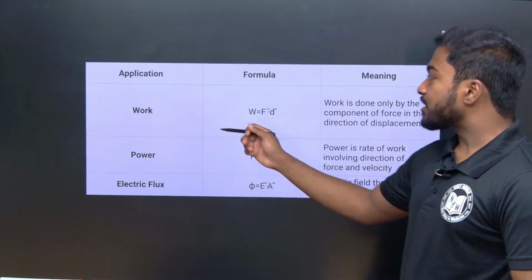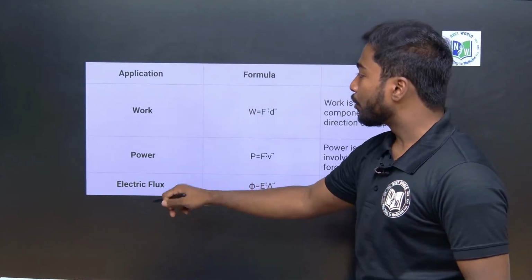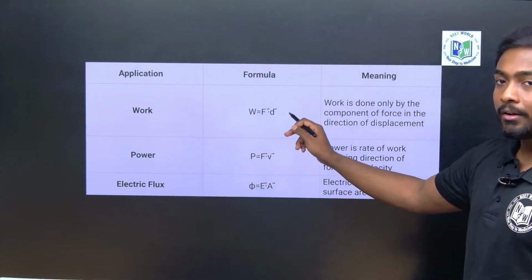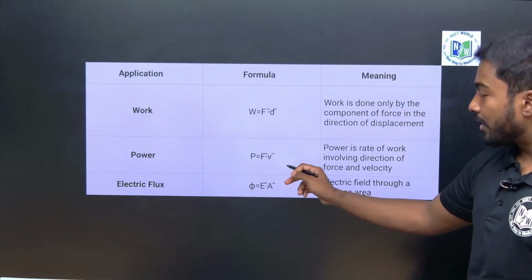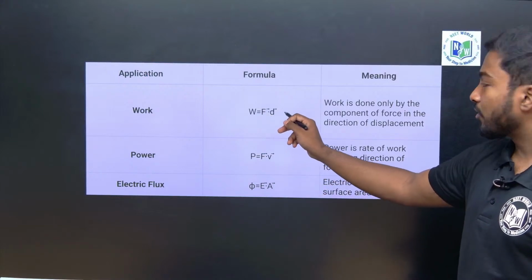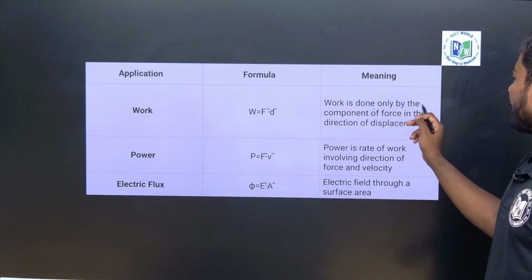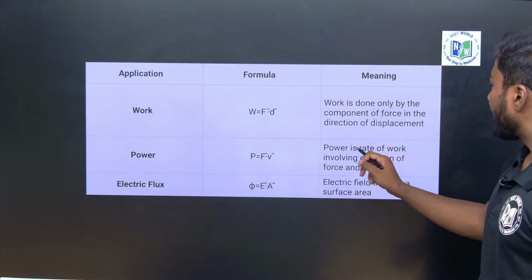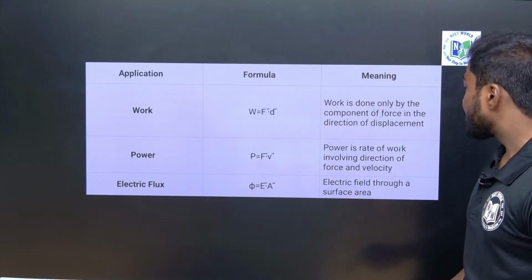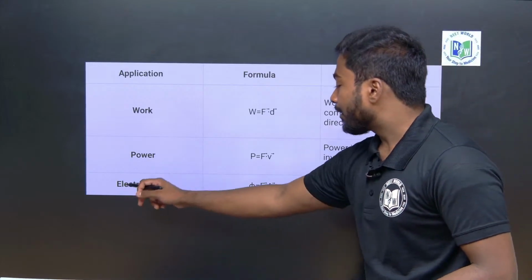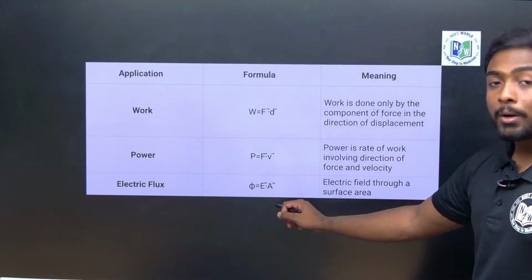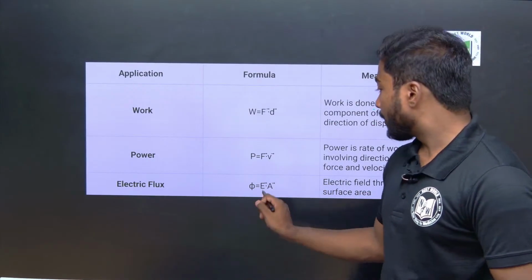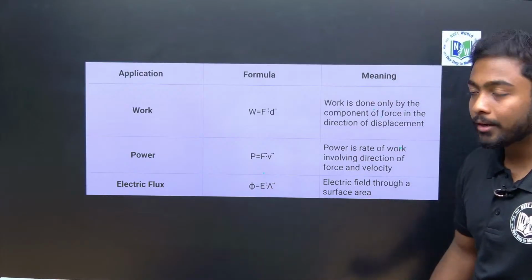Now applications, where we are going to use work, power and electric flux. Work is equal to F dot d, power is equal to F dot v, that is force into velocity, force into displacement. Work is done only by the component of force in the direction of displacement. Power is the rate of work involving the direction of force and velocity. For electric flux, phi is equal to E dot A, electric field through a surface area. This is the electric field and this is the area.